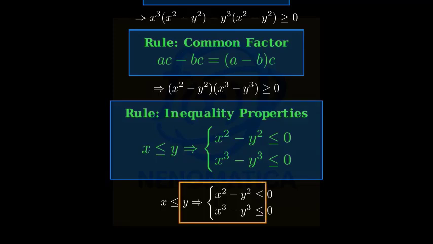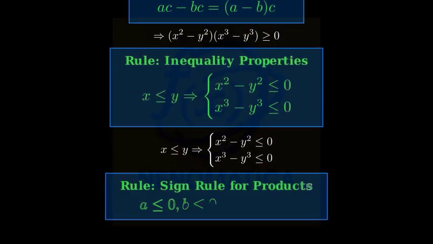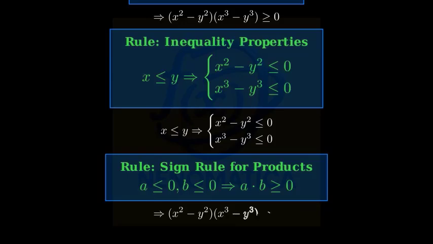First, x squared minus y squared is less than or equal to 0, because when x is less than or equal to y, squaring both sides preserves the inequality. Second, x cubed minus y cubed is also less than or equal to 0 for the same reason, but with cubes. When we multiply two negative numbers, we get a positive result. Since both x squared minus y squared and x cubed minus y cubed are less than or equal to 0 based on our condition, their product is greater than or equal to 0.